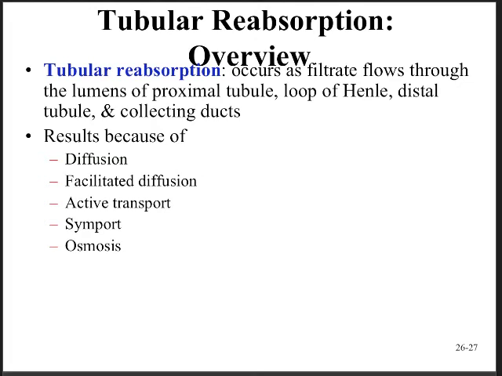Remember that diffusion and facilitated diffusion are examples of passive transport, as honestly is osmosis to a degree, because that's simply the diffusion of water. Active transport and symport are examples of either the direct use of energy and ATP to drive the movement of solutes in whatever direction the cell desires, or the use of a gradient created by primary active transport to power the movement of solutes against the concentration gradient in secondary active transport.